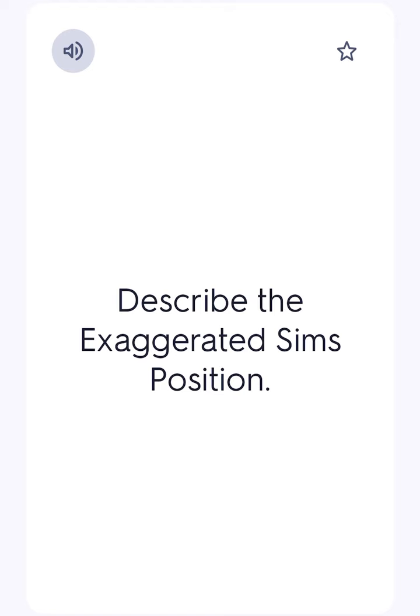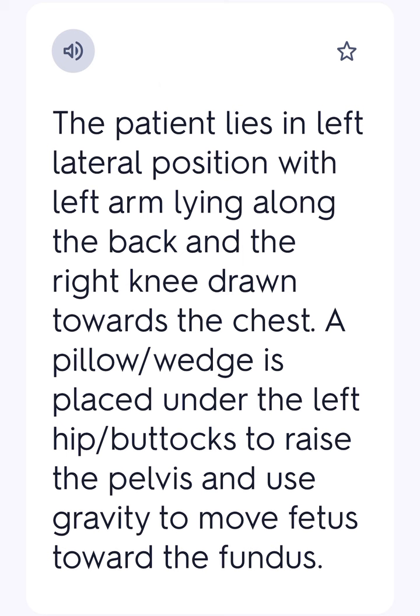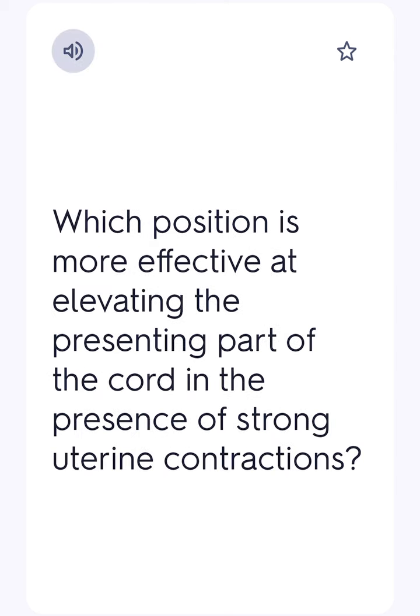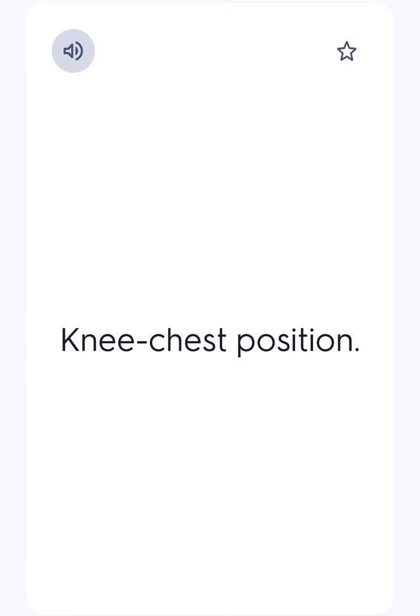Describe the exaggerated Sims position. The patient lies in left lateral position with left arm lying along the back and the right knee drawn towards the chest. A pillow/wedge is placed under the left hip/buttocks to raise the pelvis and use gravity to move fetus toward the fundus. Which position is more effective at elevating the presenting part of the cord in the presence of strong uterine contractions? Knee chest position.